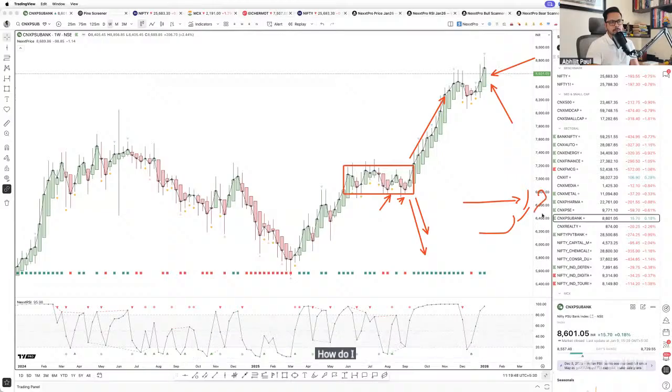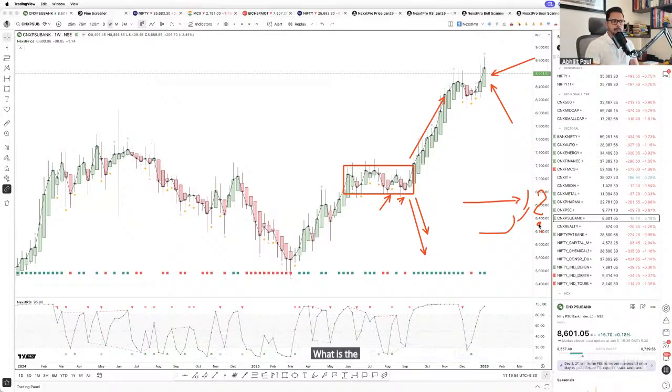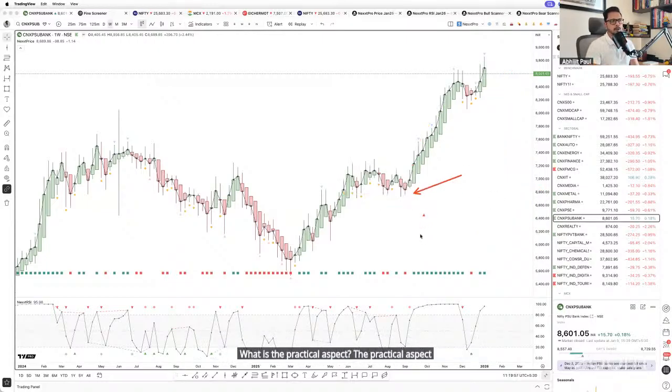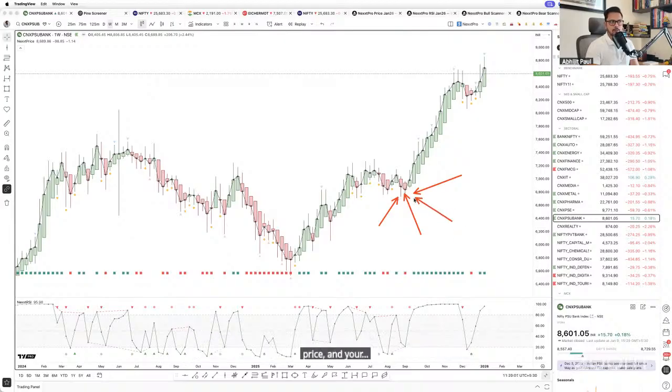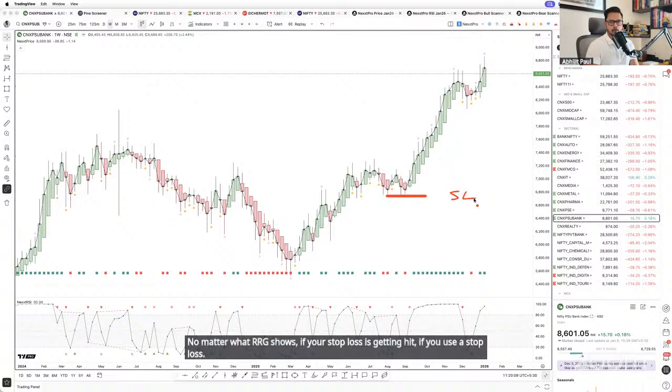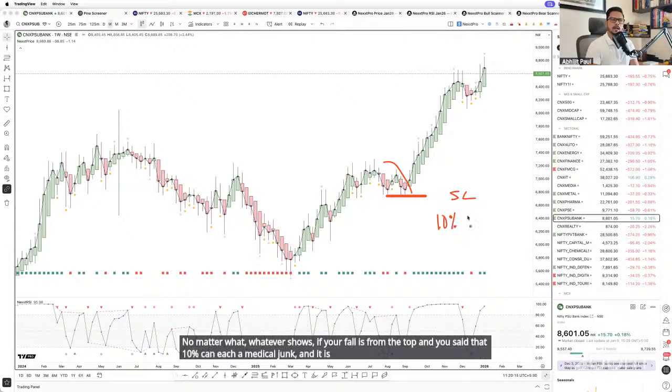How do I deal with this as an investor or trader? This is the most important point because these are all theoretical. What is the practical aspect? The practical aspect, everything boils down to price and your decision making in your portfolio. No matter what RRG shows, if your stop loss is getting hit, if you use a stop loss, no matter whatever shows, if your fall is from the top and you said that 10% के नीचे मैं निकल जाऊंगा and it is 10% के नीचे, आप निकल जाइए.